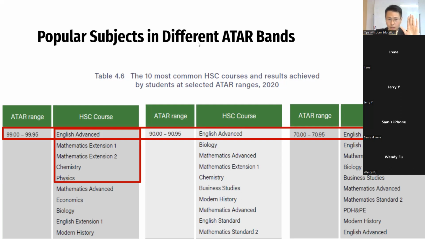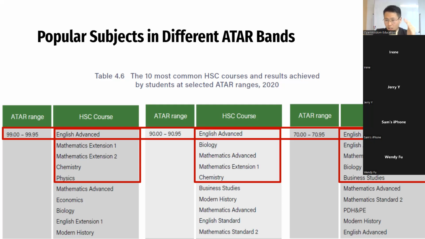And then for the next 4 subjects, they vary accordingly as well. Extension 1 and Extension 2 Maths, Chemistry, and Physics get picked by students who achieved 99 to 99.95. Biology, Maths Advanced, Maths Extension, and Chemistry are picked by students who achieved around 90. And lastly, the band from 70 to 70.95 picked English Standard, Maths Standard 2, Biology, and Business Studies. So what do we know? There must be some inside information about scaling that these students know that helps them achieve these higher results.